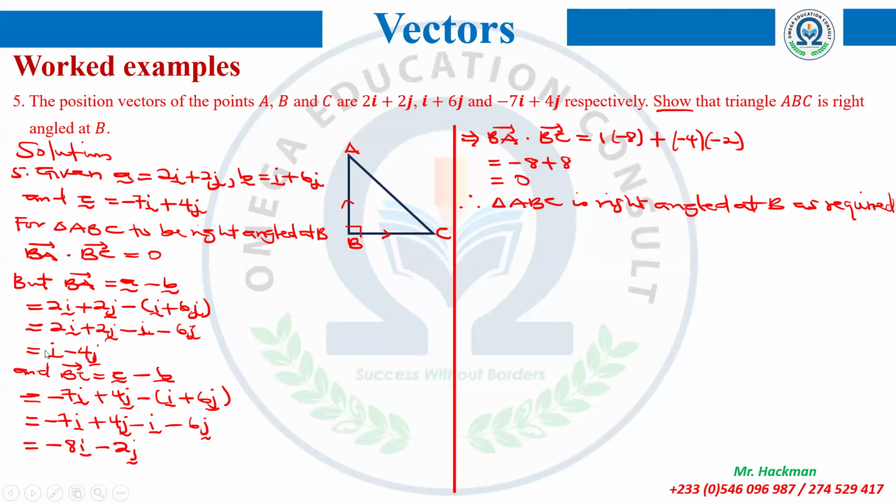So the X component here is 1, so it will be 1 times -8, forgive me. Then plus the Y component, also multiplying, so -4 times -2. That's exactly what you have there. And this gives us -8 plus 8, so that gives you 0. So you draw the conclusion that therefore triangle ABC is right angled at B, as required. Very, very important. Please take notes.